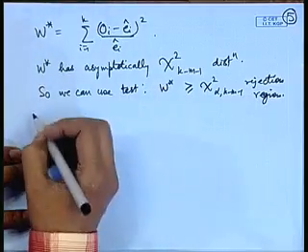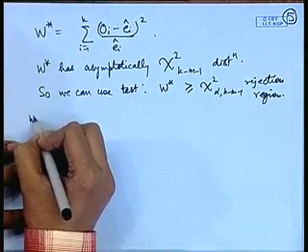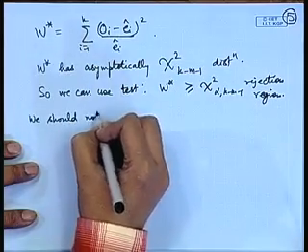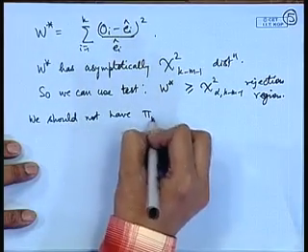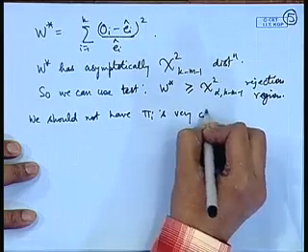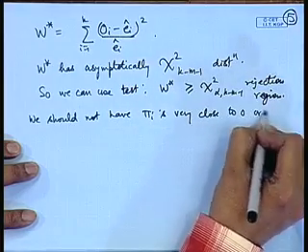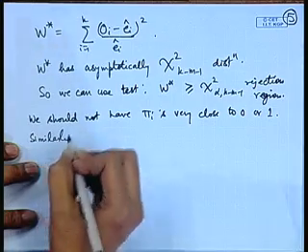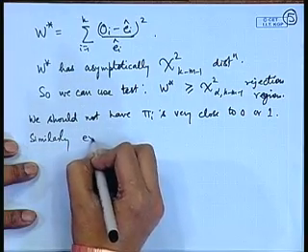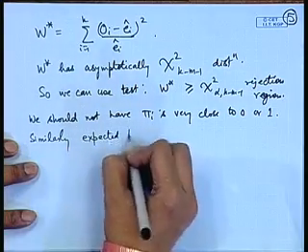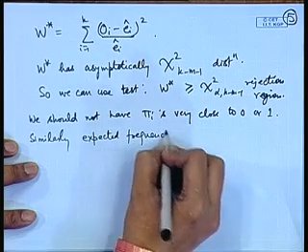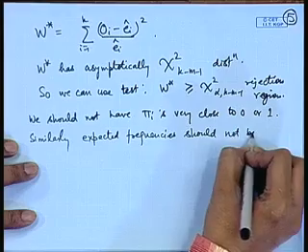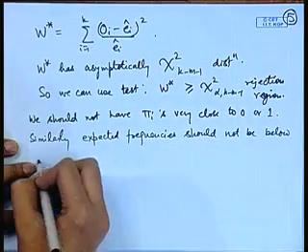So, we have the following considerations. We should not have pi i's very close to 0 or 1. Similarly, expected frequencies should not be below 5.